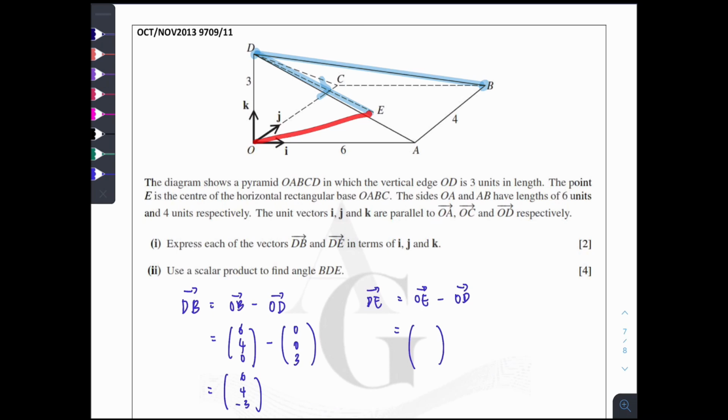Since E is a midpoint, in the middle of a rectangular shape, we can move along the I direction halfway through for 3 units, and then move along the J direction for 2 units, halfway through the 4 units, to reach E. So it's 3, 2, and 0. As for the OD, we have found out earlier it is 0, 0, 3, and hence DE is 3, 2, and -3. That's how we find out the DB and DE in terms of IJK.